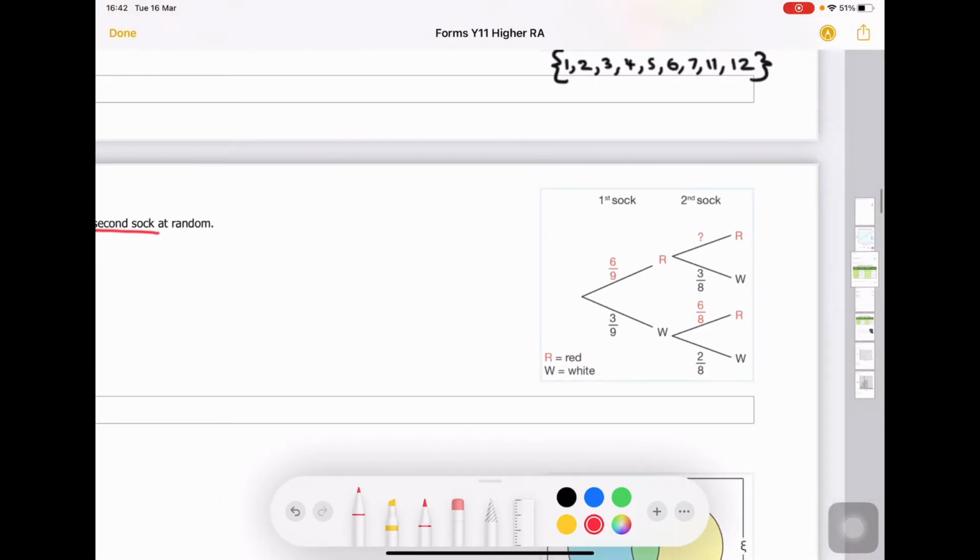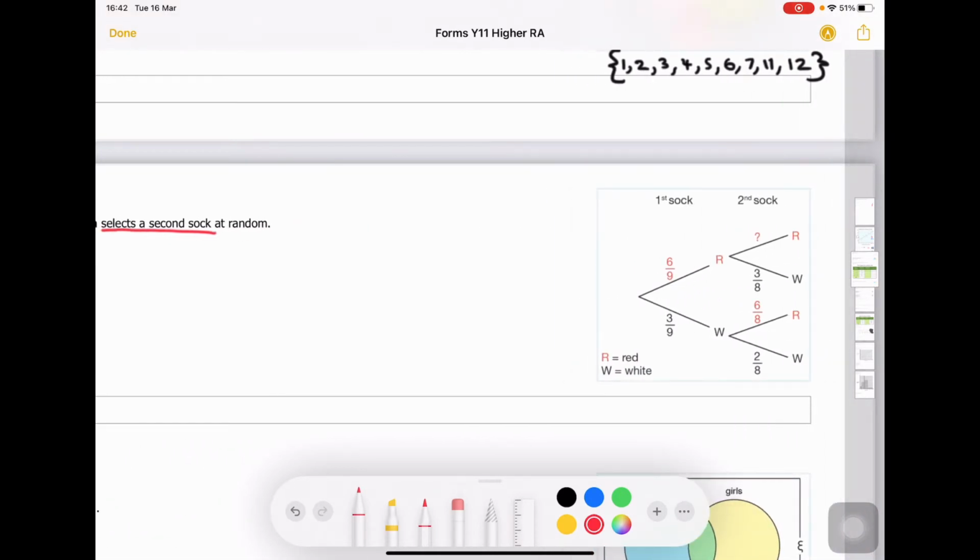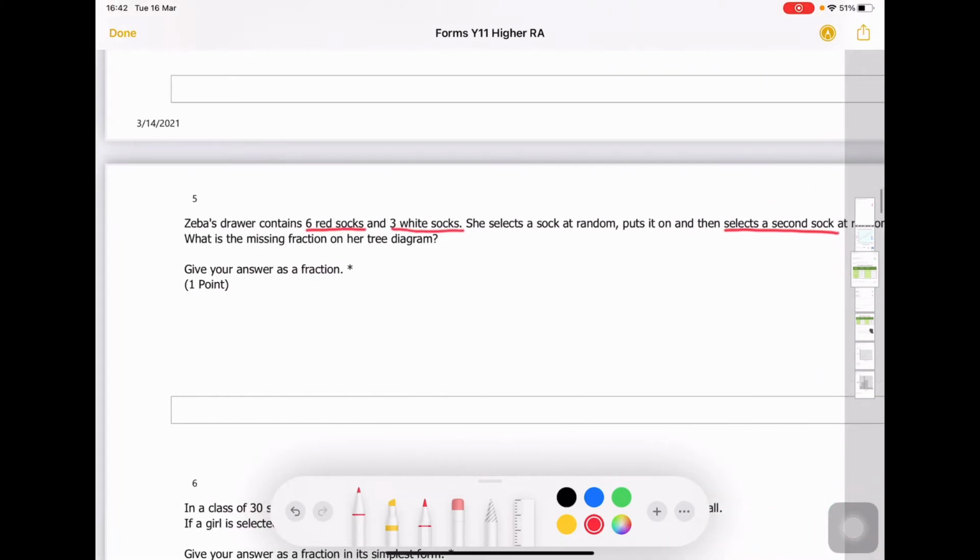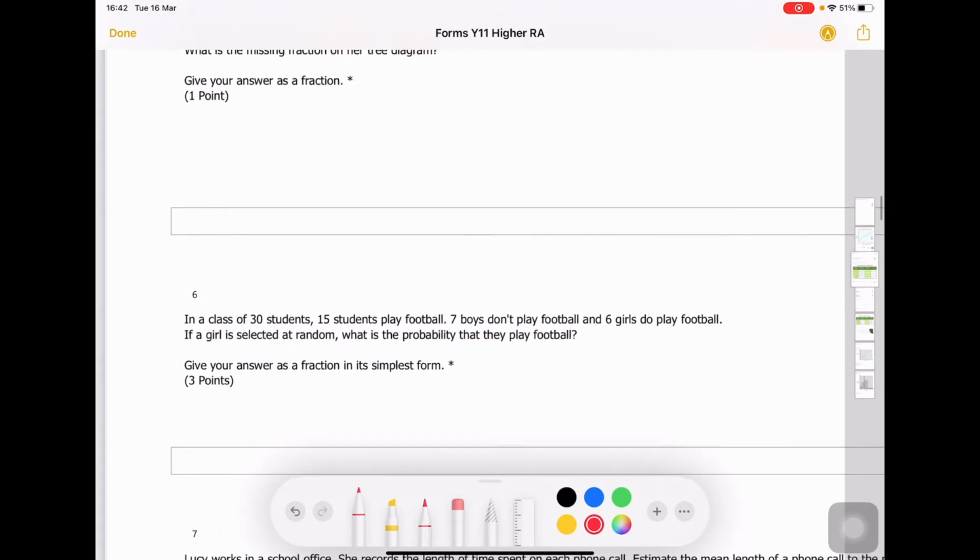It helps to have a tree diagram for this one. So yeah, 6/9. If she has taken a red sock and she hasn't replaced it, then the probability here will be 5/8, because she started off with 6 red socks and now she only has 5 red socks left. And that's it for this question. It says give your answer as a fraction.